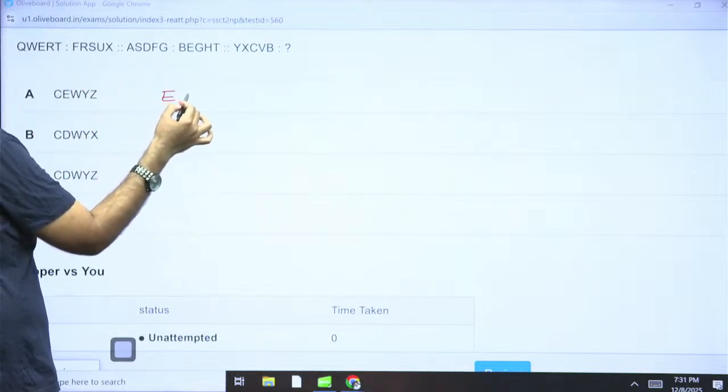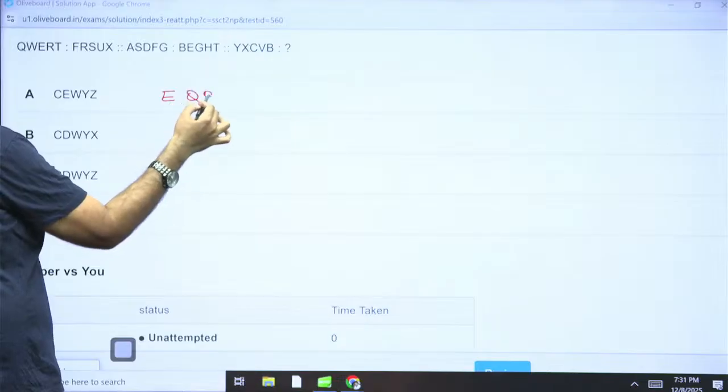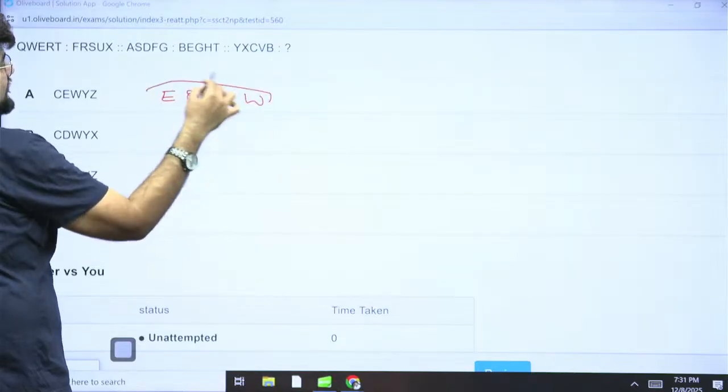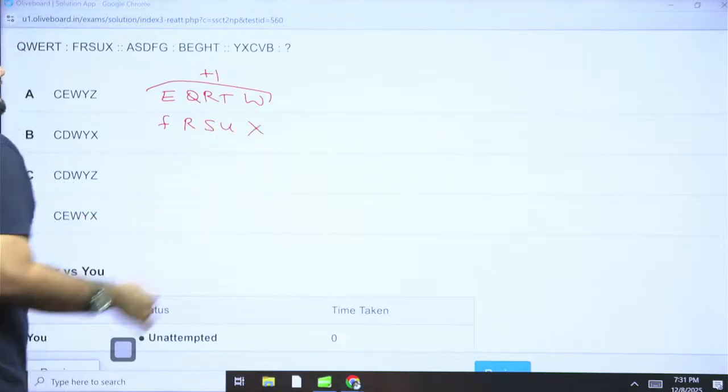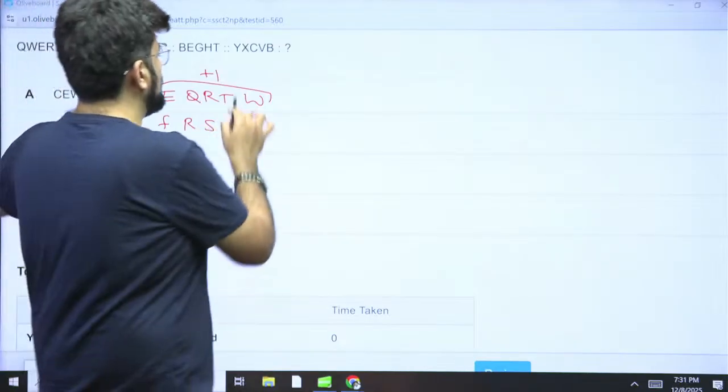So we have E, Q, R, T, W, and then we are increasing everything by +1. That's it. So you have F, R, S, U, X. It's that simple. So what will be the code for Y, X, C, V, B?